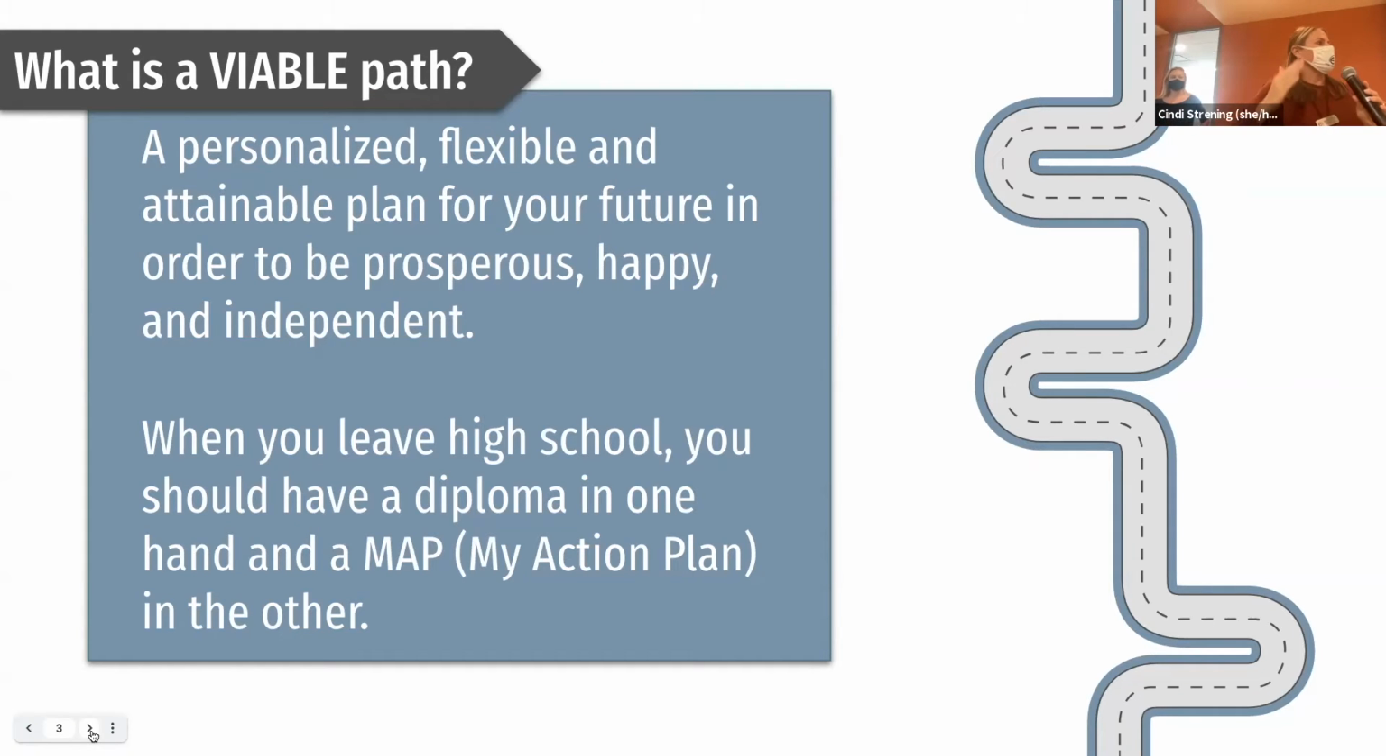But we really want you to have a personalized plan for you. Not every plan is going to look the same. Everybody's plan is going to be different. But when you leave high school, it is our hope you have a diploma in one hand and a map in the other, because you know what you're going to be doing after high school, okay? MAP is my action plan. And that can always change, but you want to always have some kind of goals and some kind of plan, right?